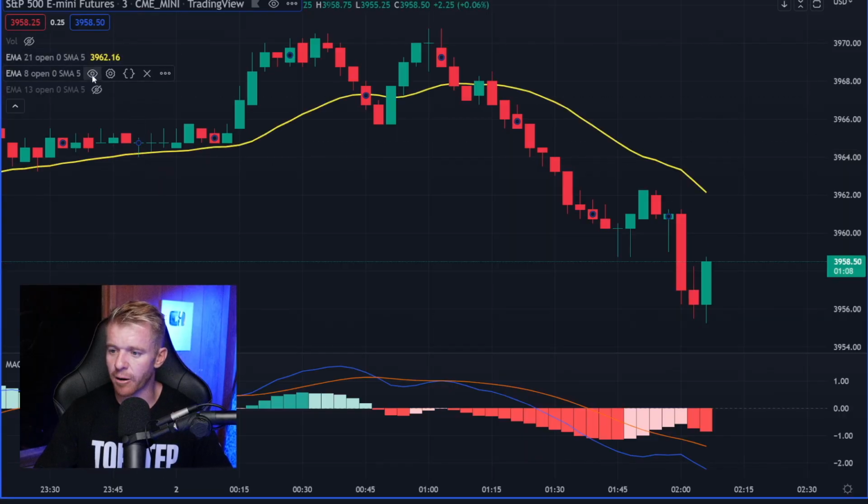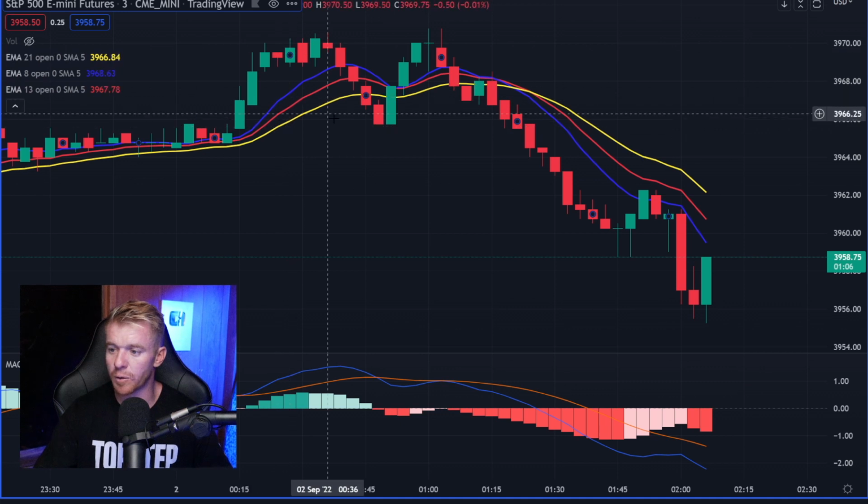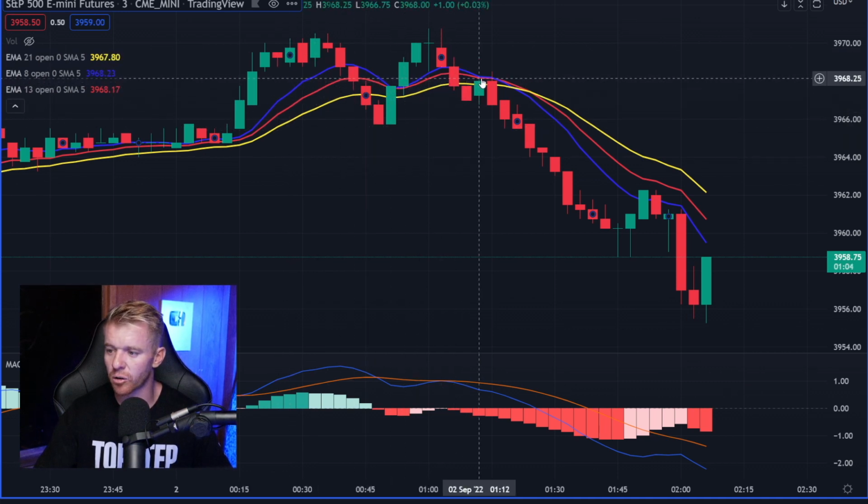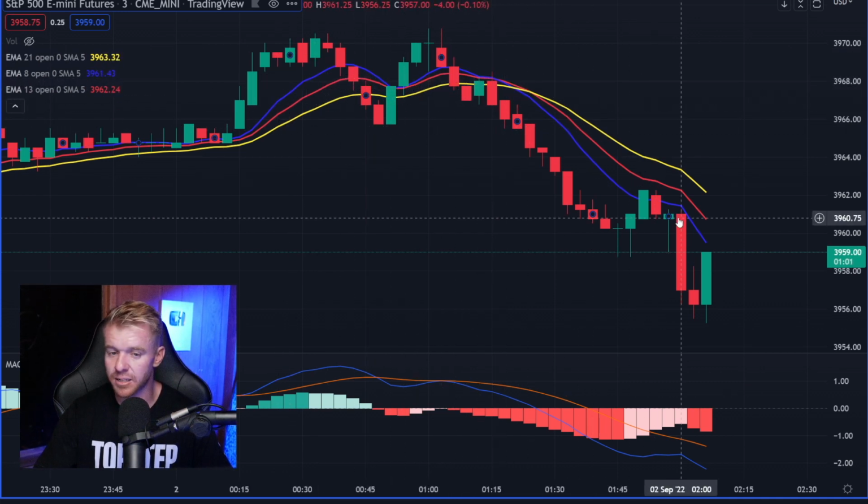But if I start to add indicators on here, I can start to see, okay, look, wow. We were above those indicators. We were above the EMAs for a little bit. And now those EMAs are crossing.